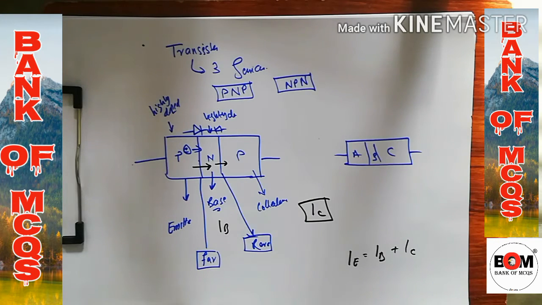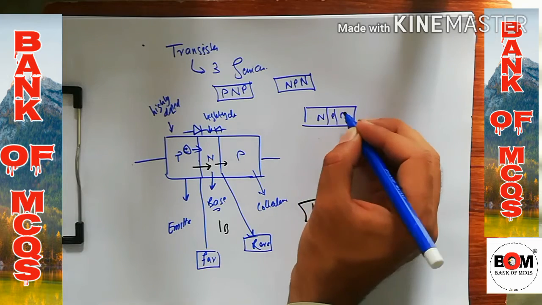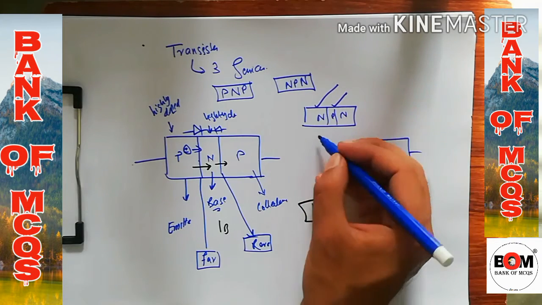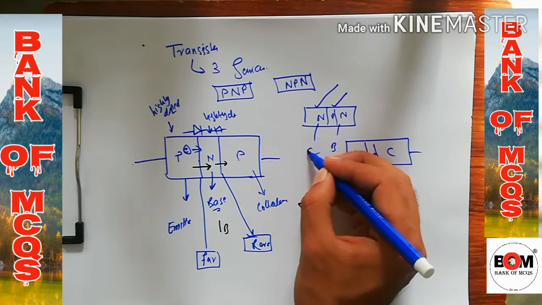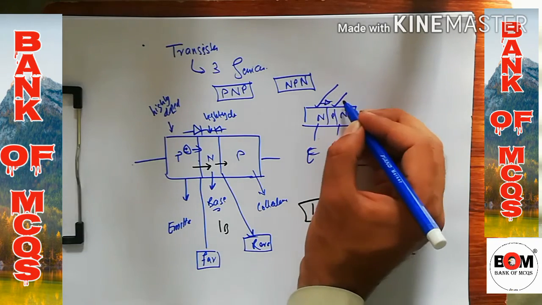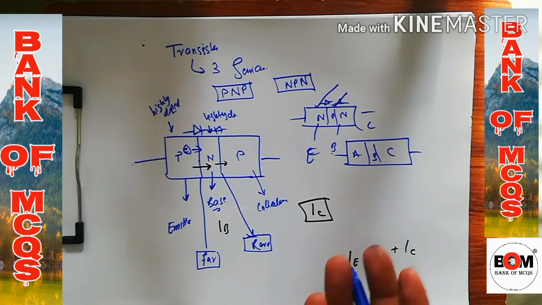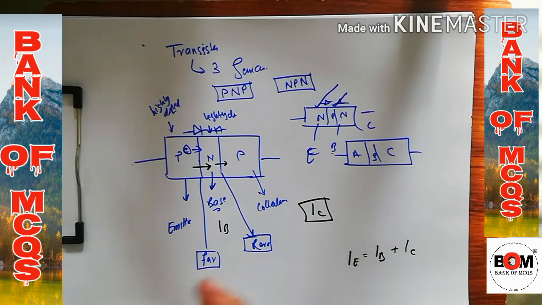The next is the NPN transistor. It is the same as PNP, but with NPN layers. The emitter is highly doped and the base is lightly doped. This is the collector, this is the base, this is the emitter. Again, one junction is forward biased and the other is reverse biased. These points are important and are repeated again and again in exams.